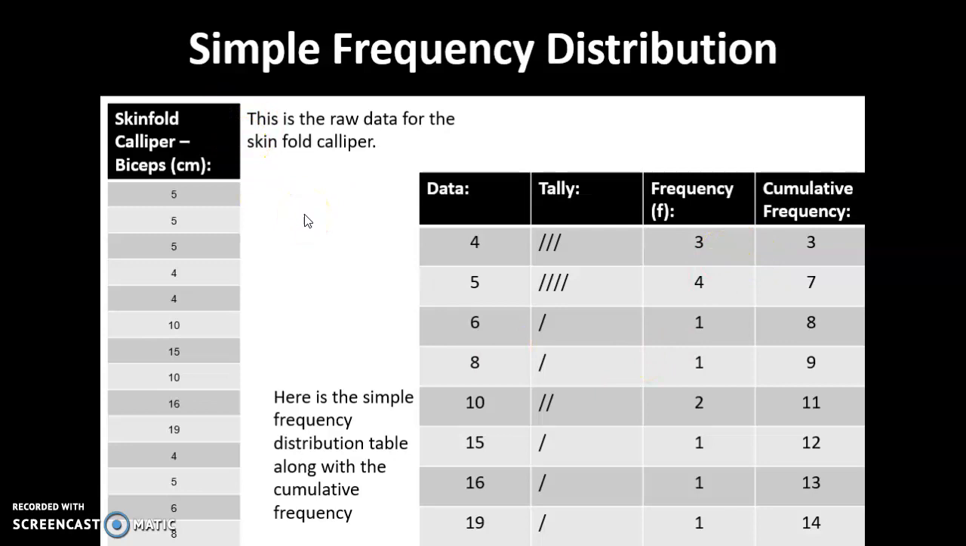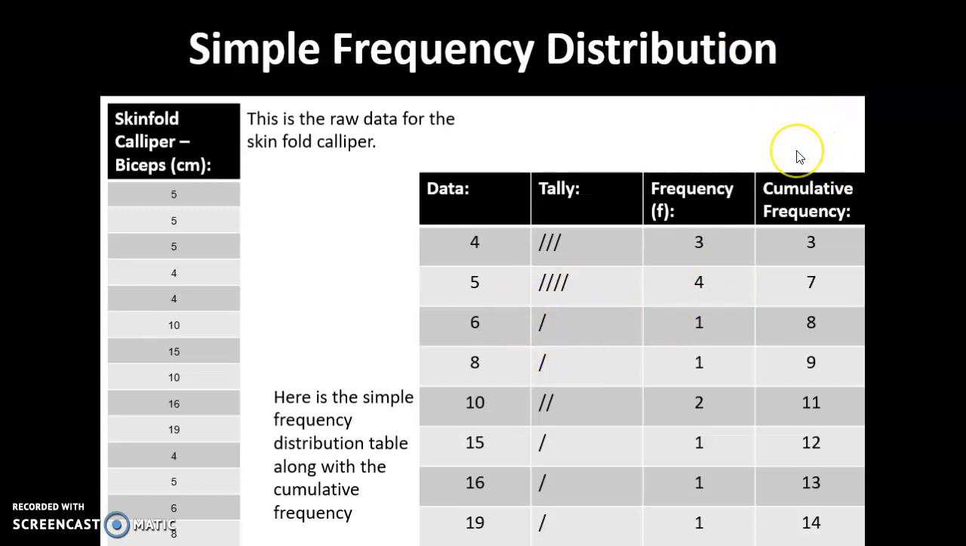So I've identified the numbers. So 4 comes up, 5 comes up, 6 comes up, 8 comes up, 10, 15, 16, 19. And then I go on to how many times this data has come up. So the value of 4 centimeters has come up 3 times. So I'd tally this down as 3, and then I'd say it has a frequency of 3. 5 occurred 4 times, frequency of 4. 6, 1, frequency of 1, and so forth.